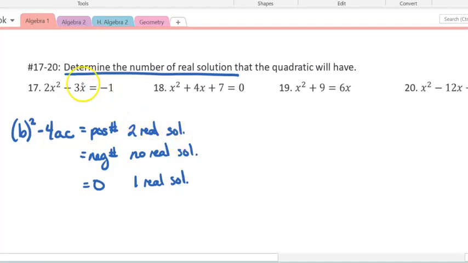So on all of these, you get them equal to 0 first. Then you do the b squared minus 4ac, and you don't have to finish it. You're just telling how many solutions. You're not telling what they are.